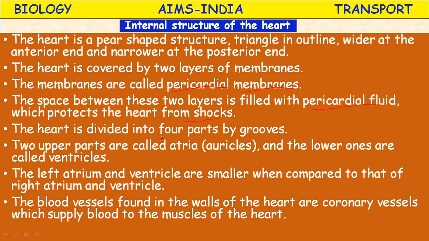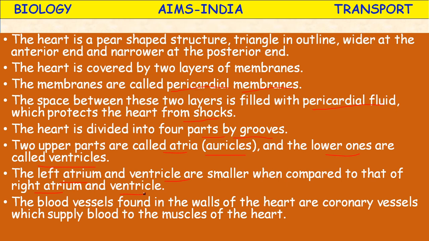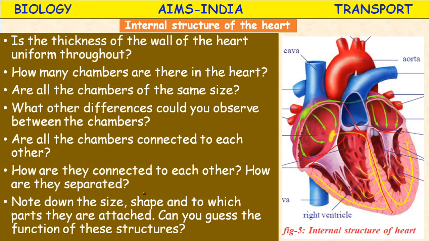Okay, and the heart is divided into four parts by grooves. Okay, longitudinal grooves and vertical grooves, four grooves. The two upper parts are called atria or auricles, and the two lower chambers are called ventricles. Okay, the left atrium and ventricle are smaller when compared to the right atrium and right ventricle. Okay, once again you see here. Okay, left atrium and left ventricle are smaller compared to right atrium, right ventricle.